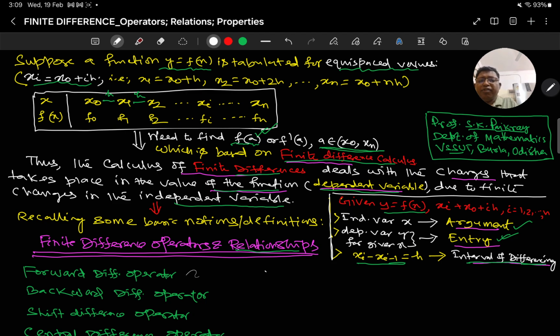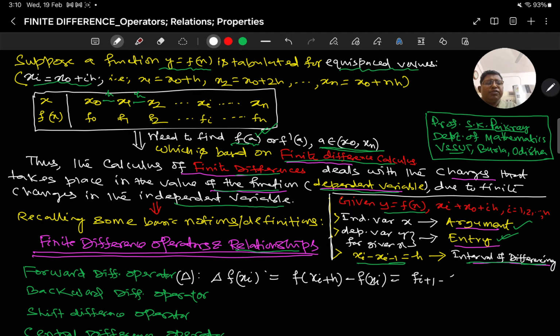Now coming to the forward difference operator, it is denoted by delta. If delta is operated upon a function f(x_i), then it becomes f(x_i plus h), the next value, minus f(x_i). In short we write f_(i+1) minus f_i. This delta is otherwise also known as the descending difference.